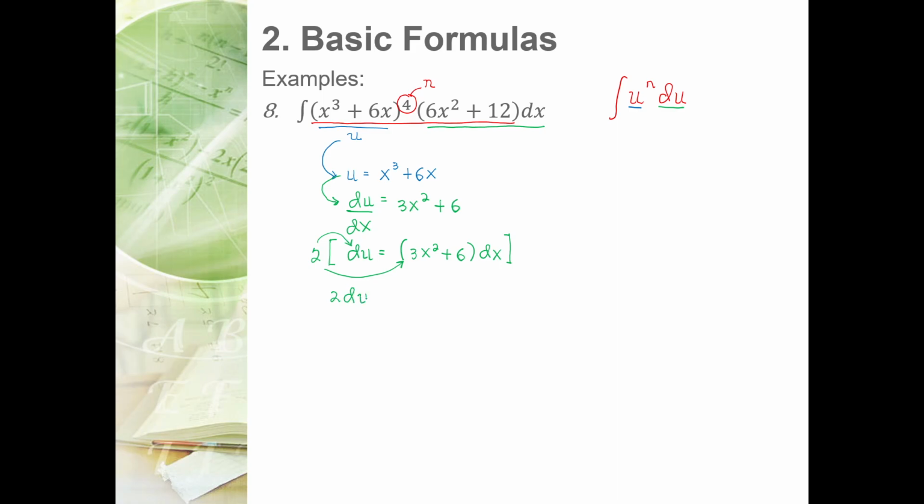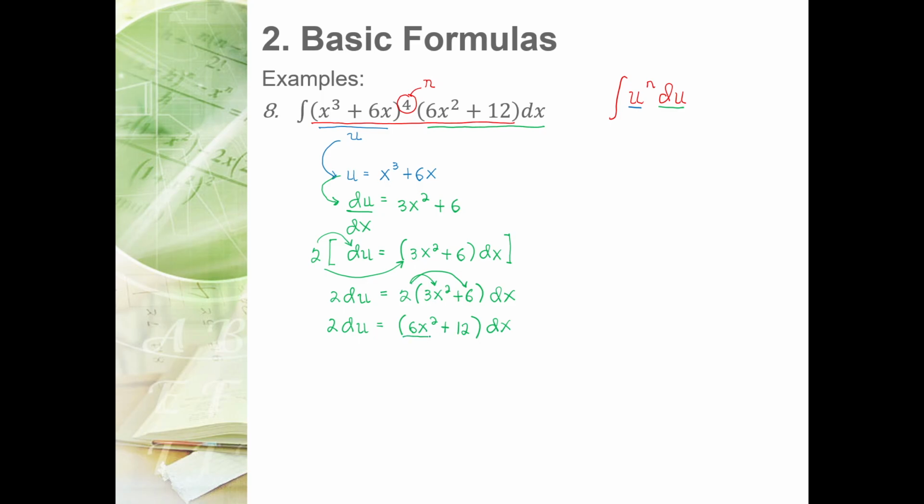So 2 here in your du, 2 also on the right side for your equation to be balanced. So you have 2 du is equivalent to 2 times 3x squared plus 6 dx. Then multiply 2 inside the equation for it to be the same as the last replaceable term in the given equation. So that's 2 du equals 6x squared plus 12 dx. Okay?